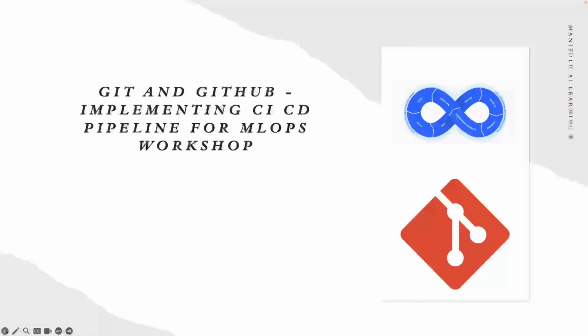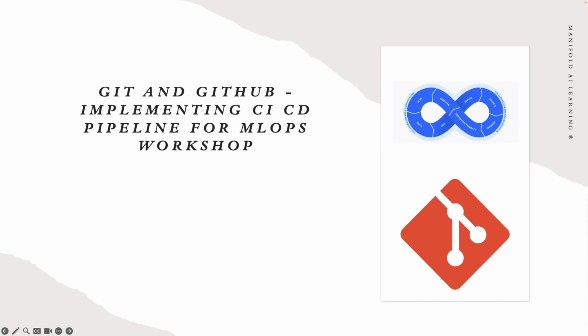So here, the topic of this workshop is Git and GitHub, where you will learn to implement the CI/CD pipeline for MLOps. That's the agenda of this session. Now, to give you a better idea, let me give you a very simple example of what we are trying to do. The idea of MLOps is implementing automation for machine learning projects.